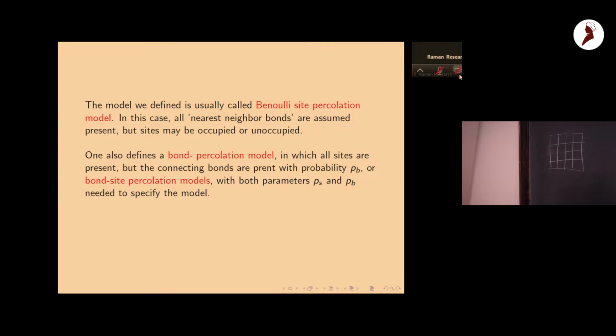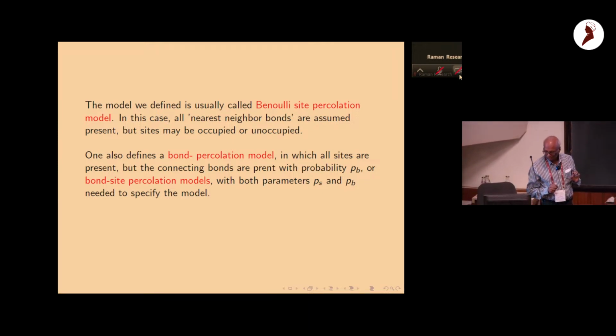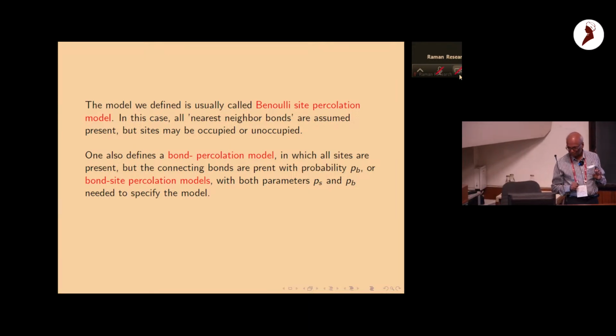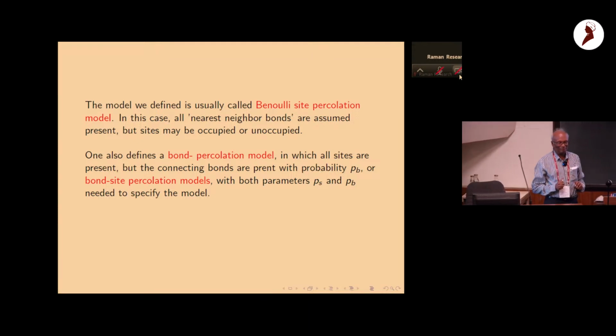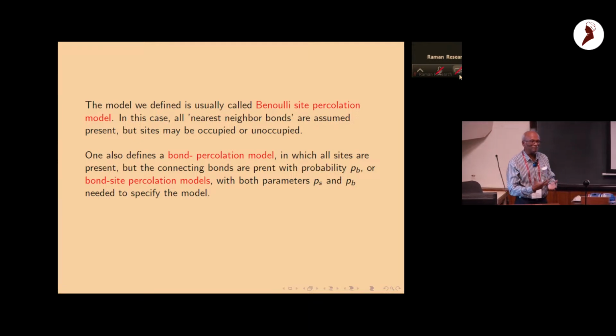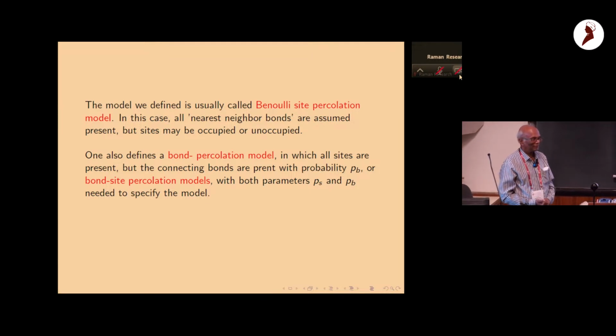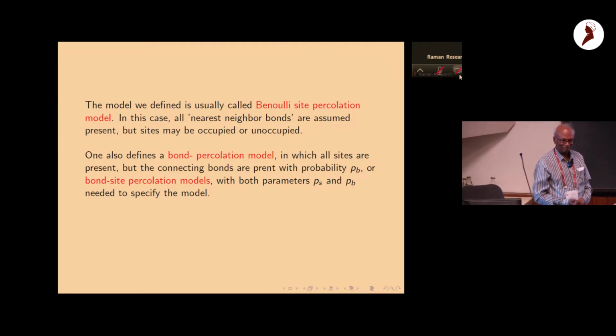You can have a more general problem in which both bond and site variables are random, and then if you want a connection, the site should be present, the bond should be present, then only you can transmit information across. Okay? There is also a notion that a bond percolation problem can be thought of as a site percolation problem, but not vice versa.